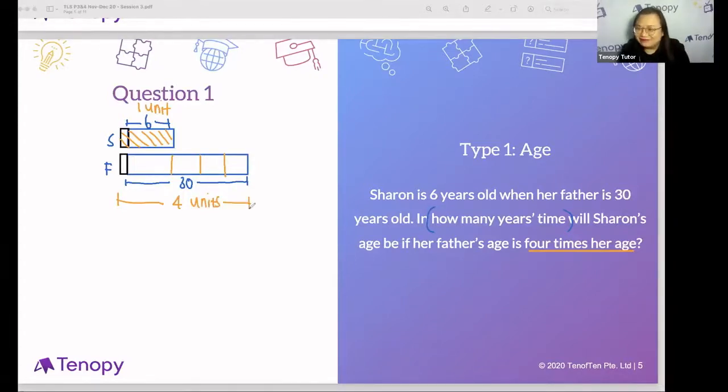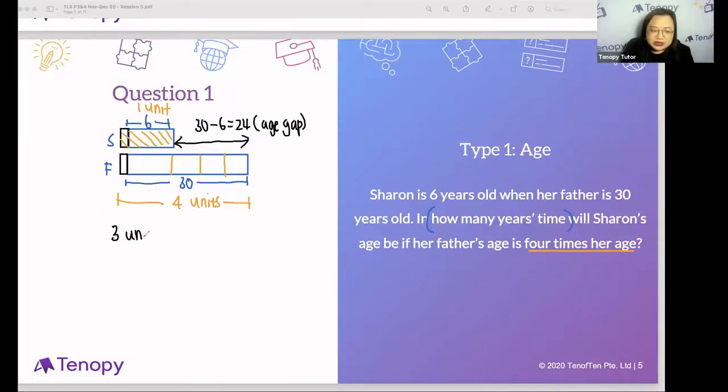Does it make sense? Okay, so after they both added a certain number of years, Sharon became 1 unit and the father became 4 units. So in that case, the difference between the two of them, the age difference, is 30 minus 6, which is 24. This is their age gap, and it's constant. Because it's constant, therefore 3 units is the same as 24. Then we can work from here.